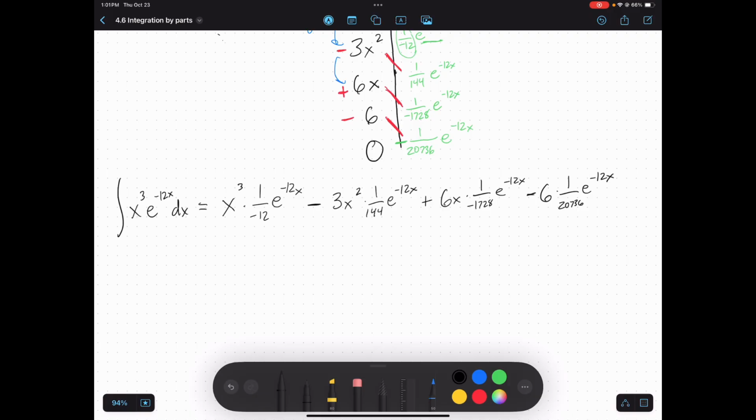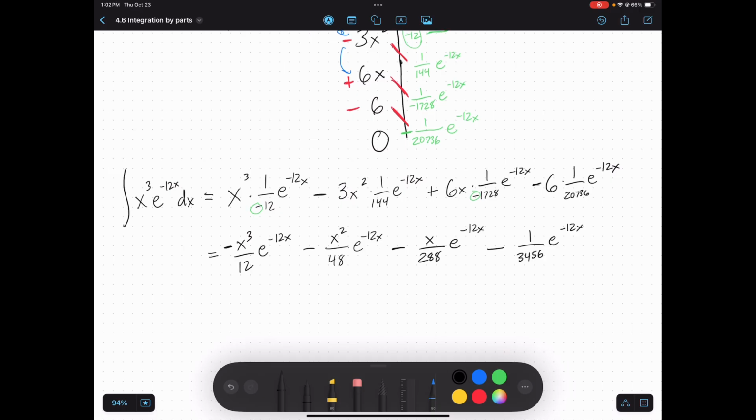But if I wanted to simplify this, I could just move some of the negatives out in front, some of these negatives right here, right? I can move these out in front. And some of these fractions will simplify, so I get negative x cubed over 12 e to the negative 12x minus x squared over 48 e to the negative 12x minus x over 288 e to the negative 12x minus 1 over 3,456 e to the negative 12x. What am I missing? This was an indefinite integral, so I always need to end it with a plus c.